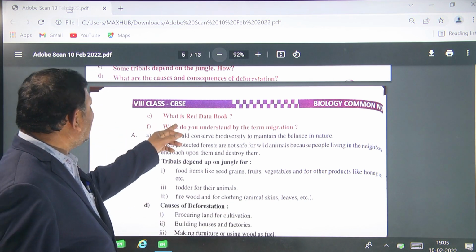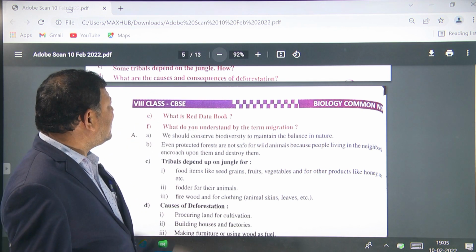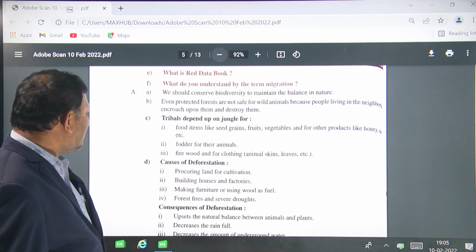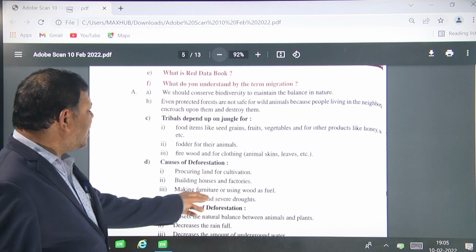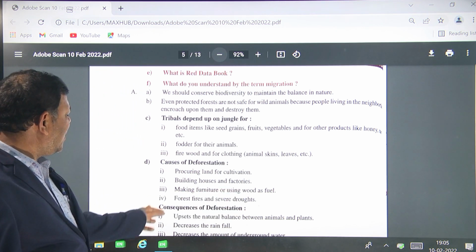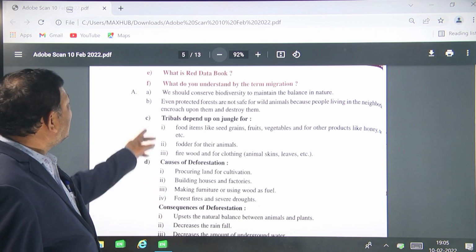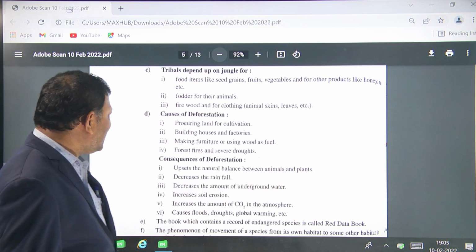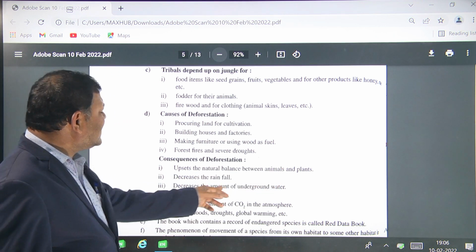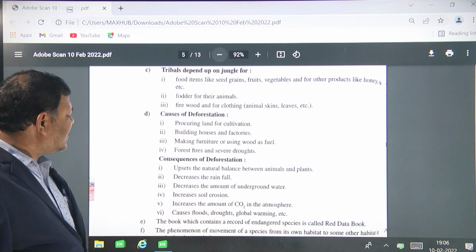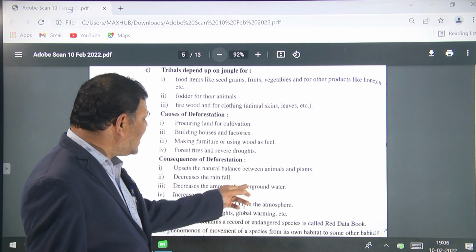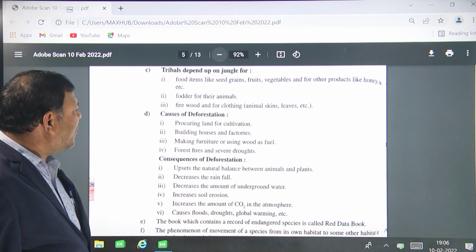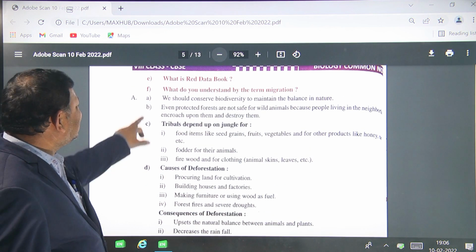What are the causes and consequences of deforestation? Causes: procuring land for cultivation, building houses and factories, making furniture or using wood as fuel, forest fire and severe drought. Consequences of deforestation: upset of the natural balance between animals and plants, decrease in rainfall, decrease in the amount of underground water, increase in soil erosion, increase in the amount of carbon dioxide in the atmosphere, causing floods, droughts, and global warming.